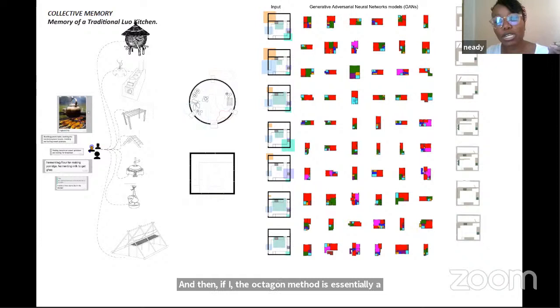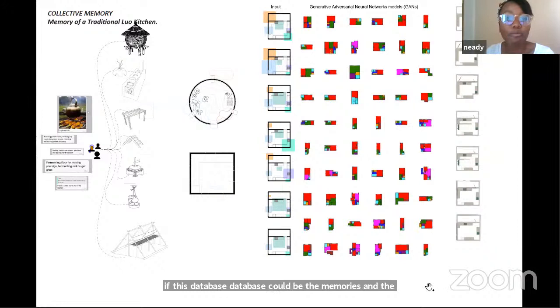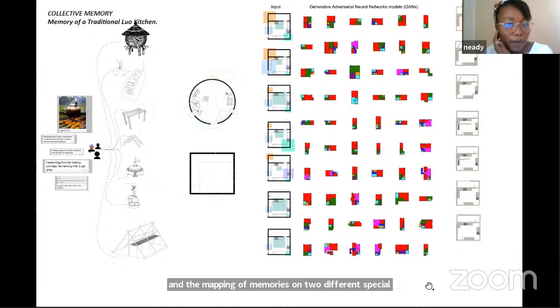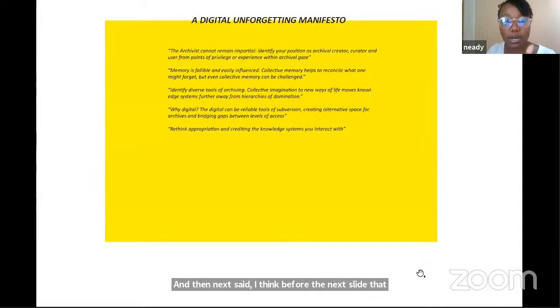It's the machine learning model essentially generating different spaces according to a database, for example. I thought of this, though it's not really fleshed out yet and not really well thought out. So I thought, what if this database could be the memories, and the mapping of memories onto different spatial configurations. Then next slide. I think before the next slide, Sadia will present her archive.